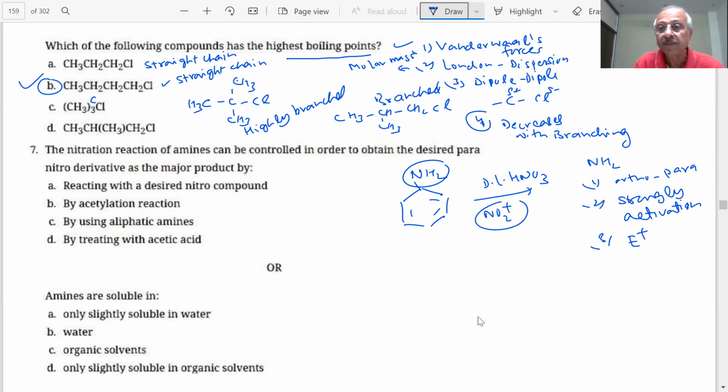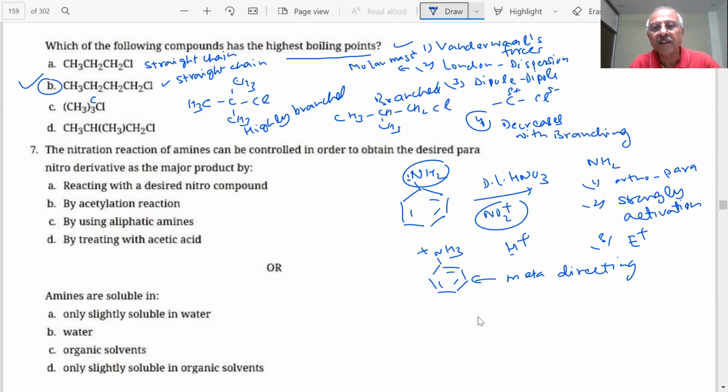What will happen? If I add this, there is a lone pair of electrons, students. And if acid is there, it can form anilinium ion. What can happen? H plus. This can form NH3 plus, anilinium ion. Then it will be meta directing, and it also forms meta product. You know that in the nitration of aniline, you get three products, student: ortho, meta, and para.